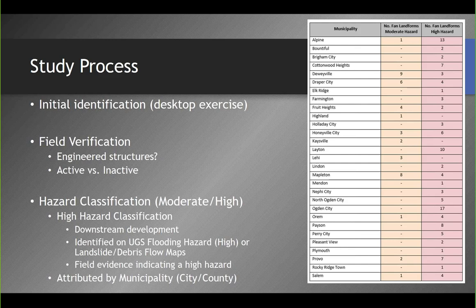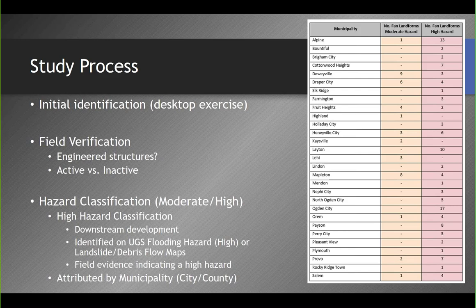So we took all this information, all the data, all of the field verification stuff, and we came up with a hazard classification for these landforms, either moderate or high. And the high hazard classification, what put them into a high hazard classification was a few of the things. Was there downstream development? Was there either active development or some sort of evidence of development downstream of the landform or on the landform itself?